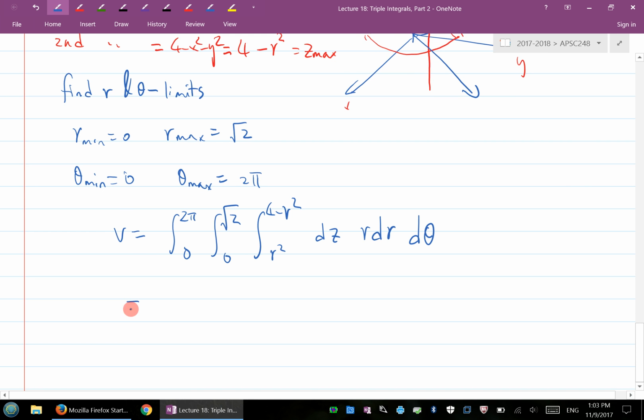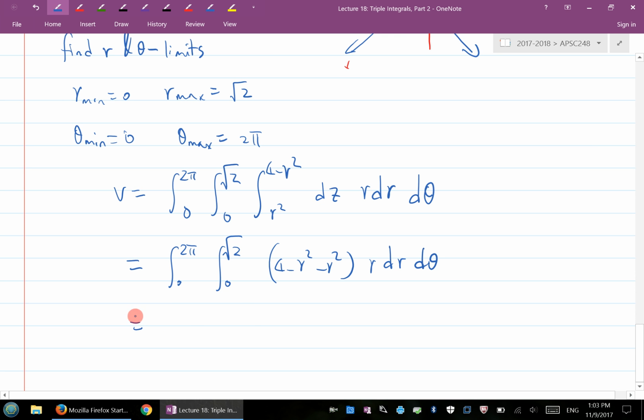We can quickly try this here. This is 0 to 2 pi, 0 to root 2. So you have z here, which is 4 minus r squared, right? Upper limit minus lower limit, then r d theta. Okay, so here's 0 to 2 pi, and then here's 4 minus r squared times r, so that's basically 4r minus 2r cubed dr d theta.